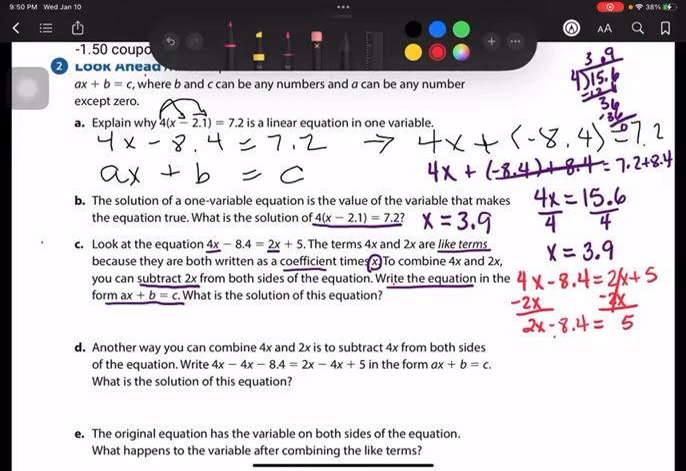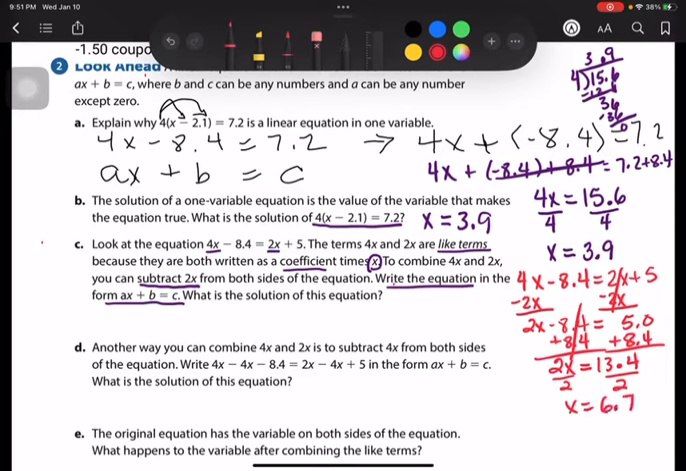Now I'm going to add 8.4 to both sides because I want my variables on one side and my constants on the other. This 5 has a decimal here even though you can't see it, and you can put a 0 behind it if you like. This cancels, and I'm left with 2x equals, line up your decimals, 8.4 and 5 is 13.4. Divide both sides by 2, since 2 is the coefficient. Therefore, x equals 6.7.